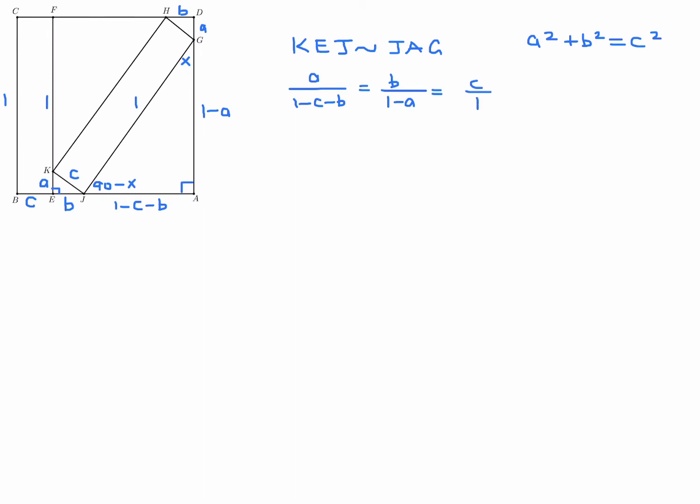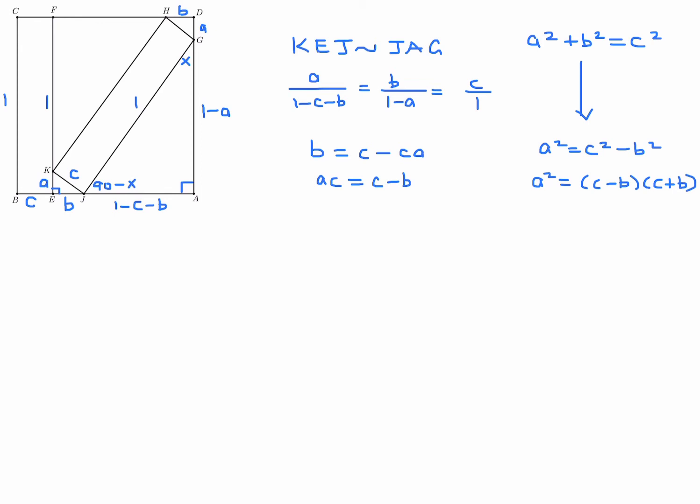Now, from these, we can get the following relationships. If we use these two, we can get B is equal to C times 1 minus A, which would be C minus CA. And therefore, AC is C minus B. And then from this Pythagorean relationship, we can get that A squared is equal to C squared minus B squared. And that factors into C minus B times C plus B.